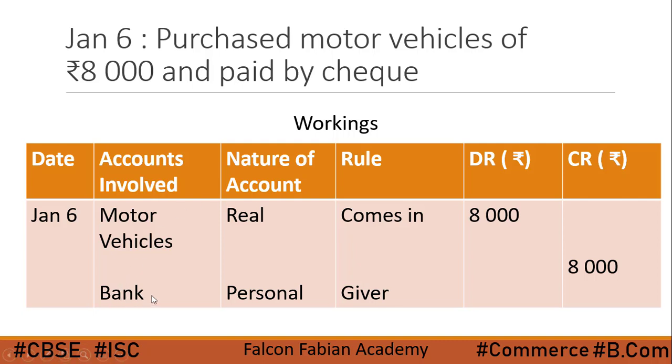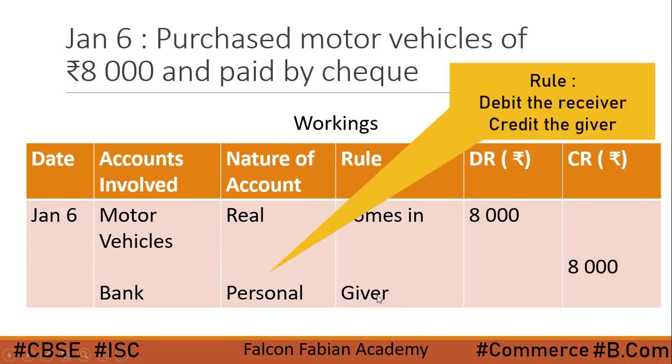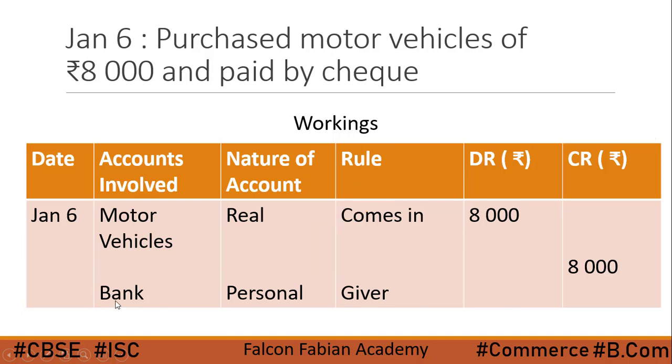Now the next account is bank account. Bank is an organization or a business, and to accounts of individuals and businesses, the rule for personal account is applied. Therefore, to bank, the rule for personal account is going to be applied. And the rule is debit the receiver and credit the giver. Here, bank is giving the money. Now, this is the business bank account, which is giving the money to the person from whom we are buying motor vehicles. So, the money is going out of the bank. Therefore, bank is the giver. So, we will credit 8,000 in bank account.